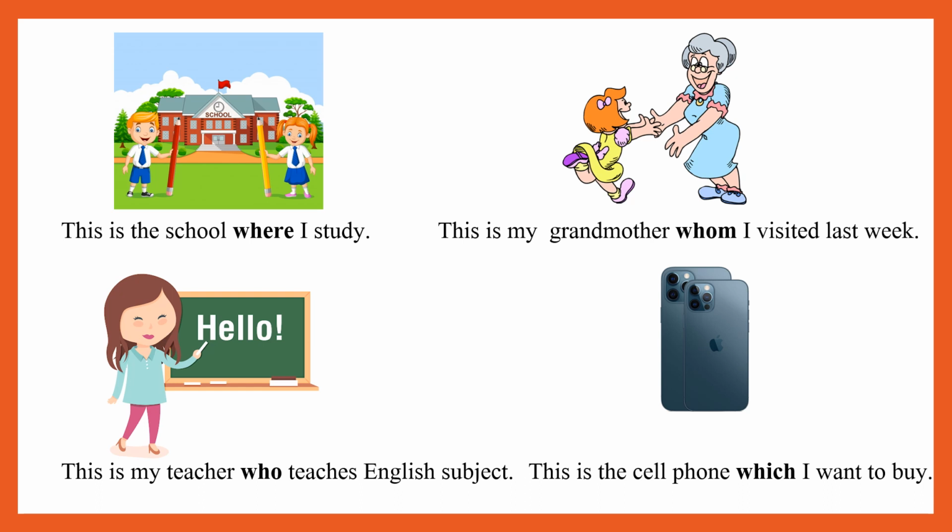Well, here are more examples with some pictures. The first one, this is the school where I study. So where, because school is a place. Number 2, this is my grandmother whom I visited last week. So I used whom because I am the one who visited my grandmother. So my grandmother is an object.